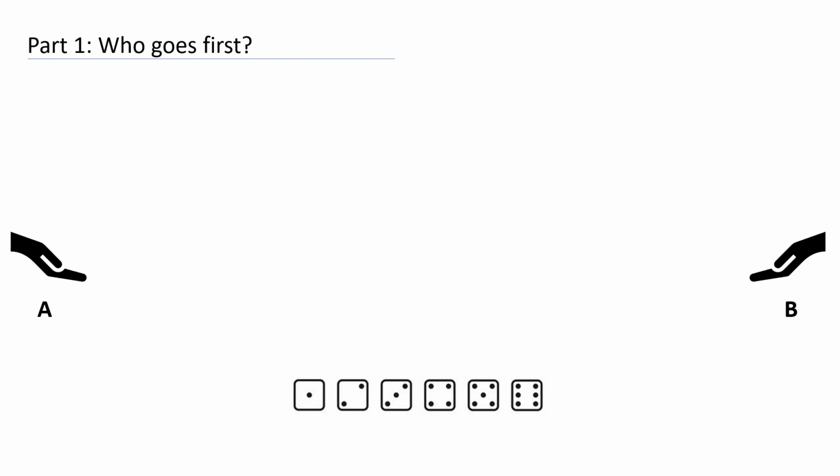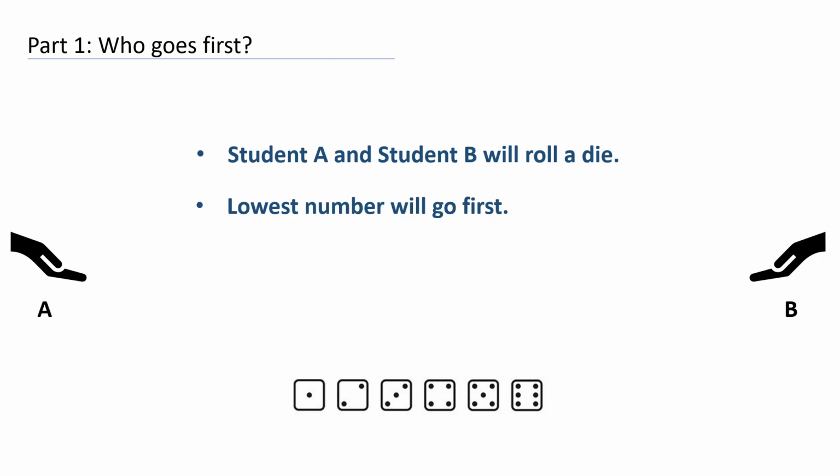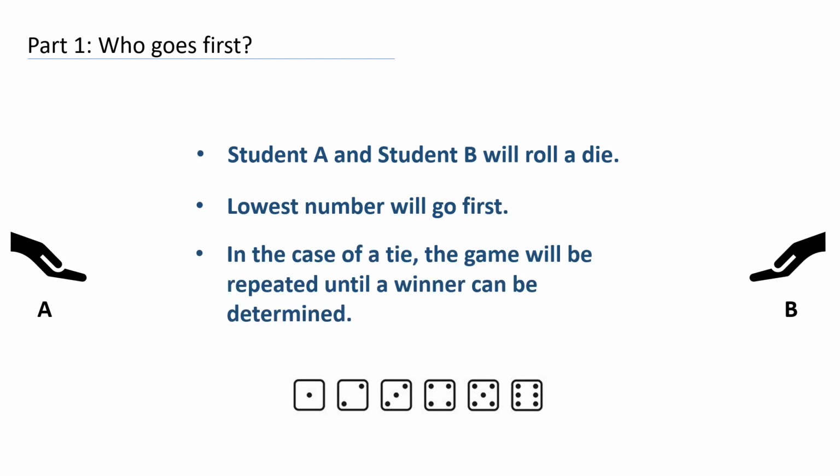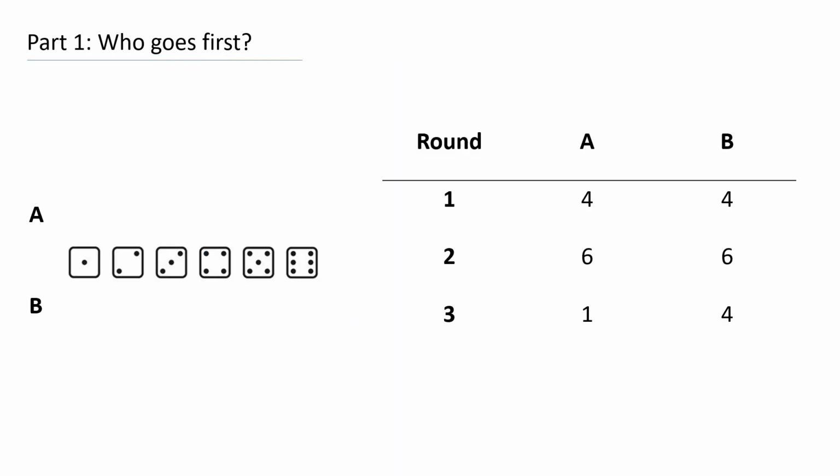To decide that, Student A and Student B will roll a die. After that, they will compare their numbers, and the person with the lower number will go first. In the case of a tie, this part will be repeated until a winner can be decided. In this slide, a visual simulation and a chart will be provided.